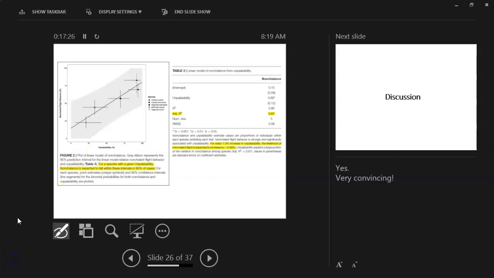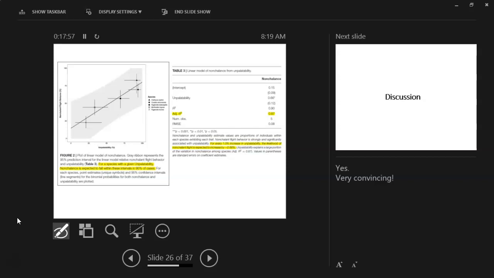So that shows some very strong support for their hypothesis that nonchalant flight behavior, sluggish behavior, is related to unpalatability and chemical defense. Now, I will point out a couple more things. This is getting into the weeds a little bit with the statistics, but this is how we learn more about statistics. The figure at the left is not your typical regression that you see in the typical papers that you've read up to now.